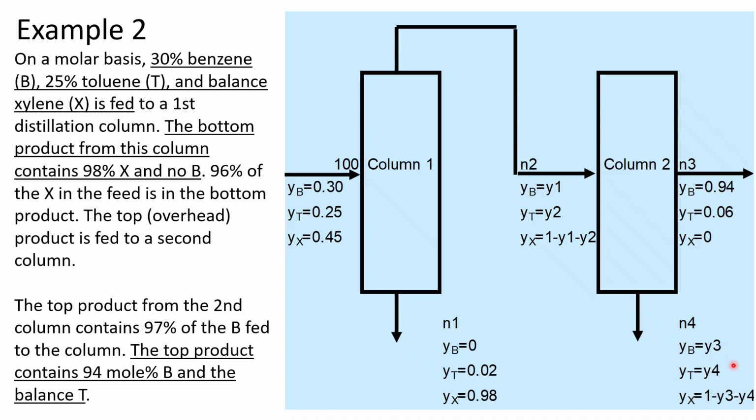If we look at the problem statement, we see that there are no flows or amounts specified. In such a case, we can arbitrarily choose a value for one of the streams. What we're going to do is assume the feed to the first column has a value of 100. Then we're going to assign variable names for each of the other streams: N1 for the bottom from column 1, N2 for the top from column 1, N3 for the top from column 2, and N4 for the bottom. Now that we have the process flow diagram fully labeled, we're going to move on to trying to solve for the unknowns in this process flow diagram.